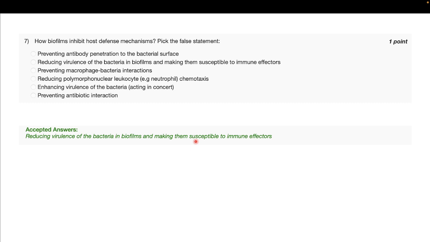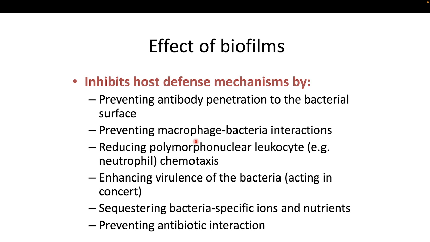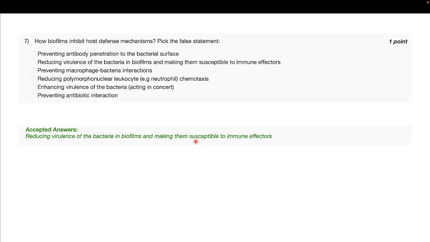To answer this question, you first need to know how biofilms inhibit host defense mechanisms. This is what we were discussing in the last few slides as well. Preventing antibody penetration to the bacterial surface is one way biofilms inhibit host defense. The third option, preventing macrophage-bacteria interactions, is also true. Reducing polymorphonuclear leukocyte chemotaxis is also true. Enhancing virulence of the bacteria, correct.